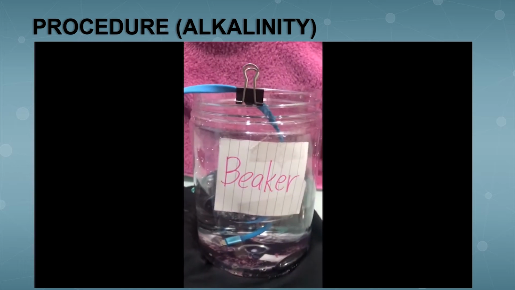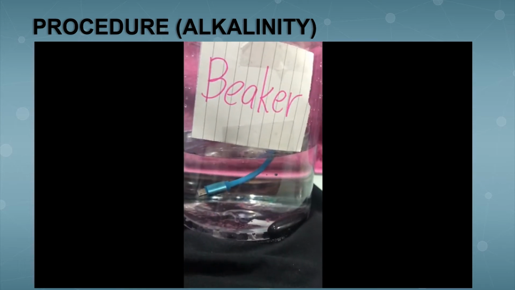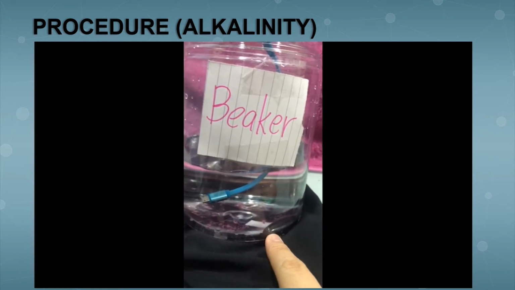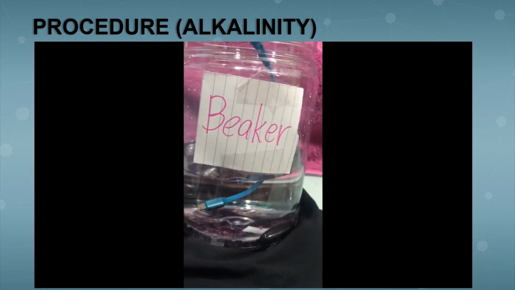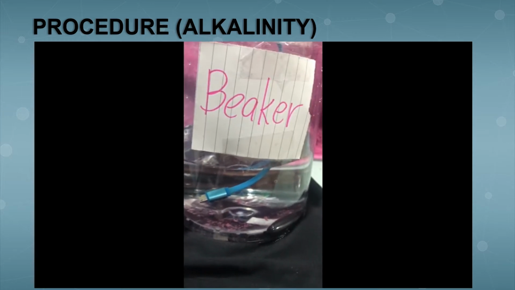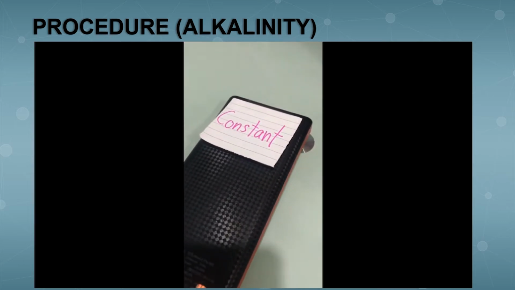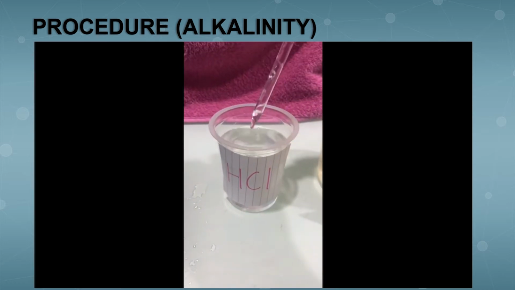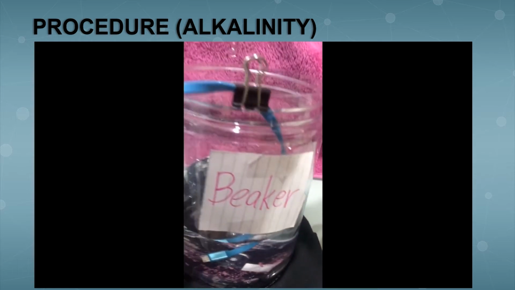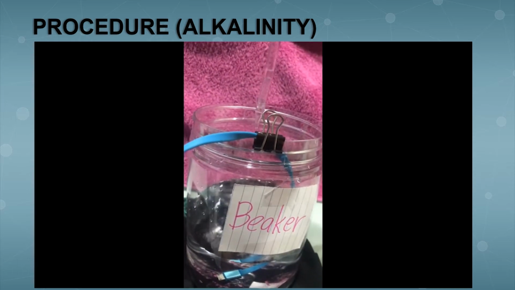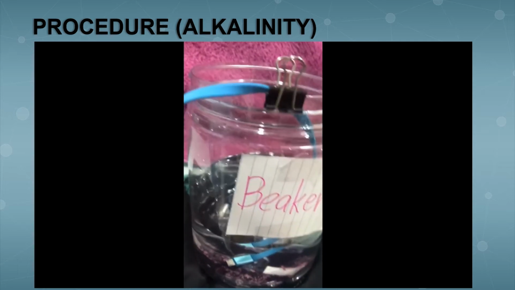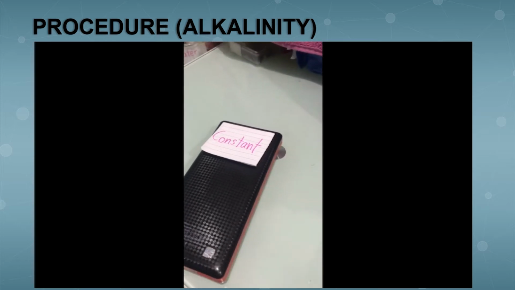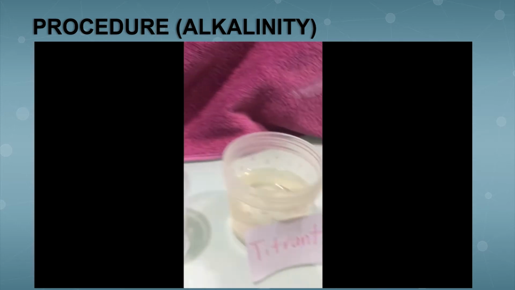First, we have to make sure that the electrode is quite near to the bottom of the beaker and not touching the magnetic stirrer. And then after that we wait, and we record the constant reading of the pH, and then we add the hydrochloric acid into the water sample, and when the reading of the pH is constant, we record it, and then after that we add titrant.